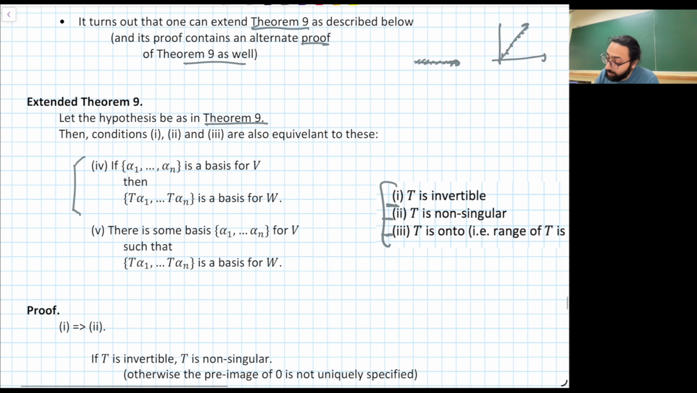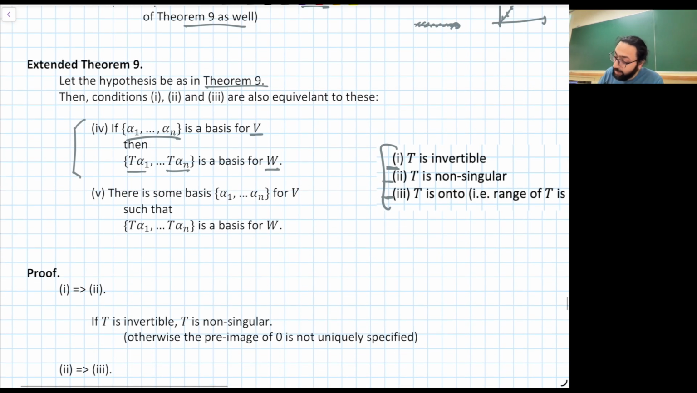Now the fourth condition is that if alpha 1 to alpha n is a basis for V, then once you apply the transformation, that is a basis for W. Okay, that's the fourth condition. The fifth condition says that there is some basis alpha 1 to alpha n for V such that when you apply the transformation, it gives you a basis for W.